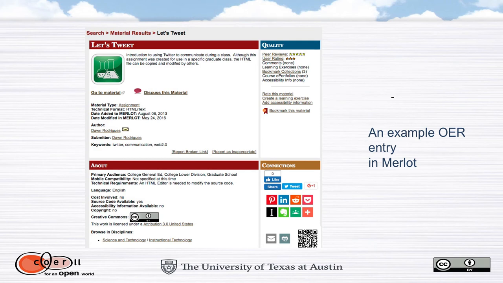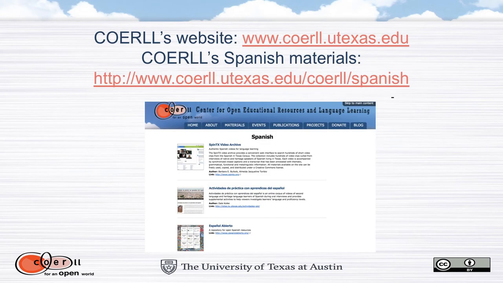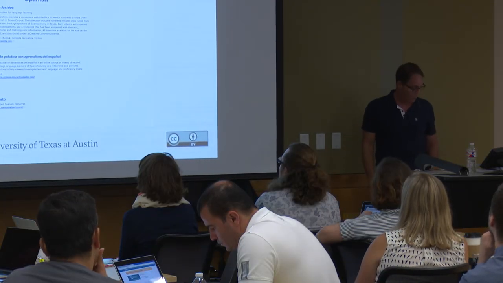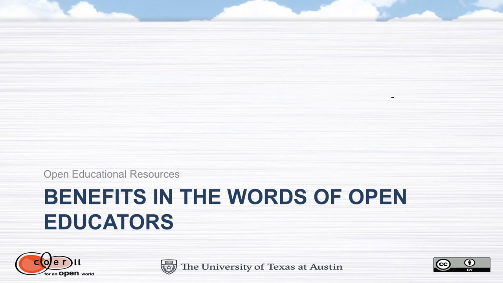And so places like Merlot have a vetting process. They have an editorial team. If you go to our website, coerll.utexas.edu, and just remember COERLL, type us in. We too are essentially set up as a repository, and then you can go to our tab that says materials, and it'll give you all our open materials sorted by our different languages. And if you go to the about button here, you pull that down, and it has open, so that's the link for open education. I'm covering a lot of territory here, and you might go back and take a look at this.